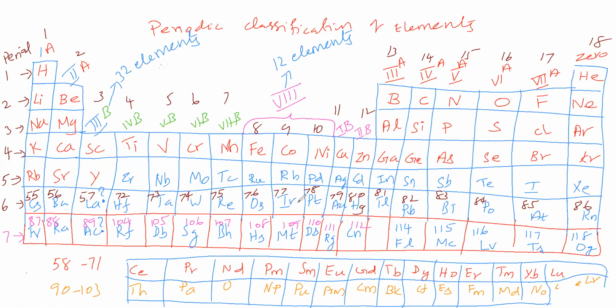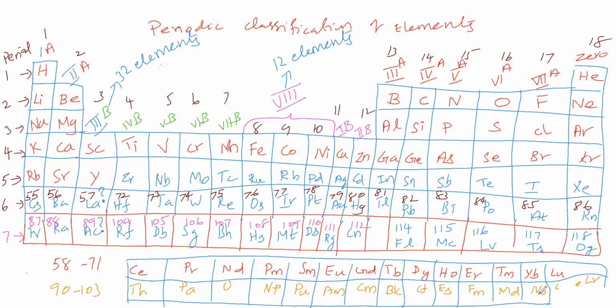Now, based on electronic configuration, this long form of the periodic table is classified into 4 blocks. They are s block, p block, d block, and f block. What is that classification? That we will see.